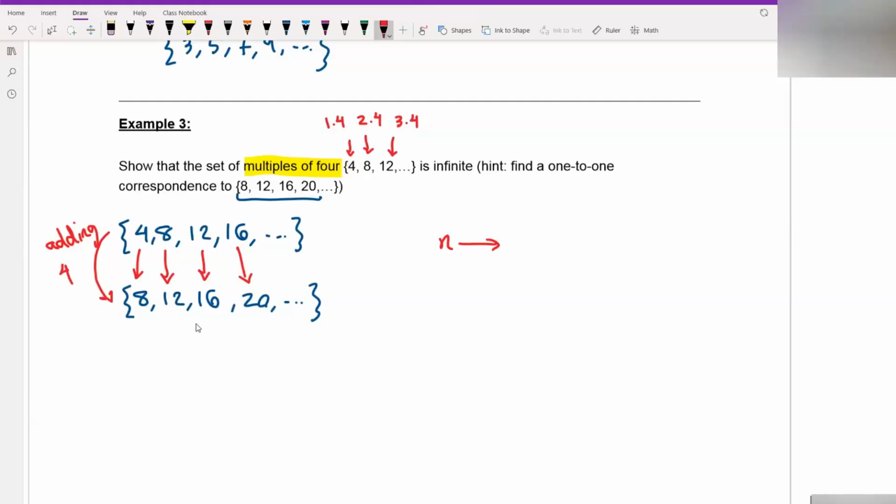I'm using n for the numbers that are given here on top, multiples of 4. In this case, n goes to n plus 4. You can use any variable that you want to. You can use m, and that goes to m plus 4. So this is our map for one-to-one correspondence.